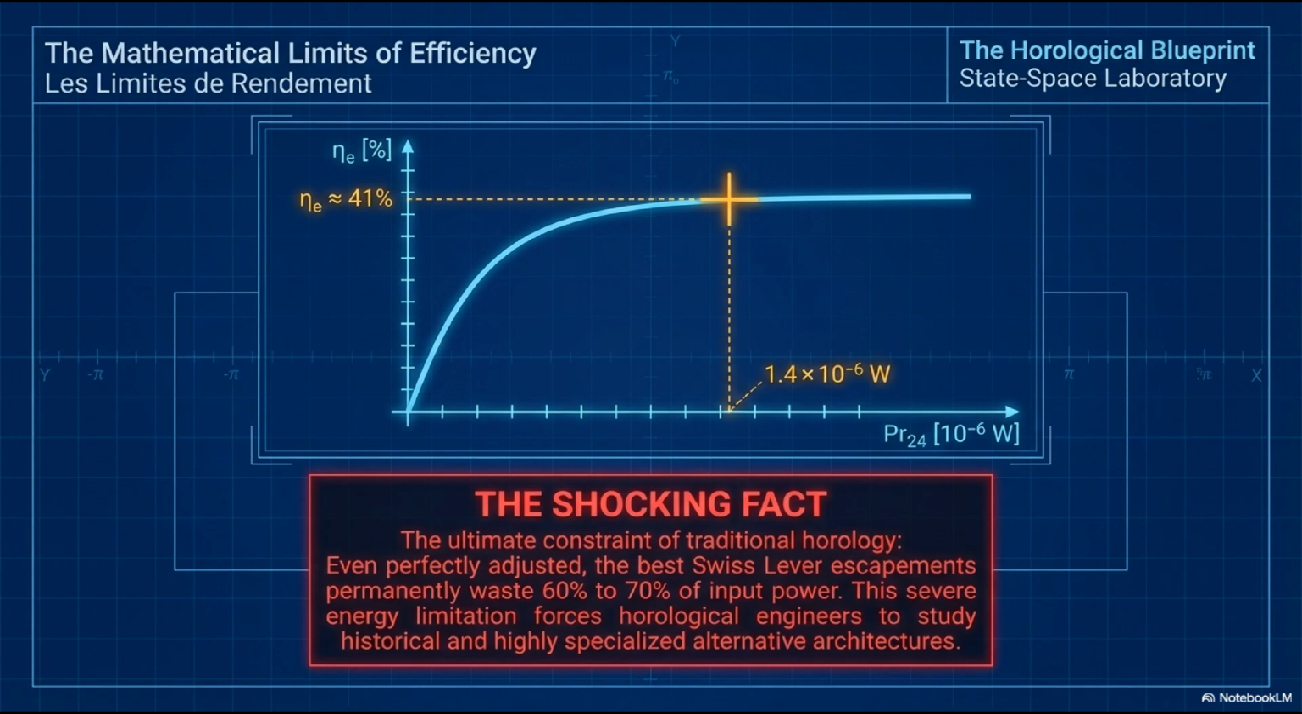The specific reference point, at PR24 equal to 1.4 microwatts, efficiency reaches approximately 41%. Adding more power does not meaningfully improve efficiency beyond this ceiling. The 60% loss is structural. The statement at the bottom, even perfectly adjusted, the best Swiss lever escapements permanently waste 60 to 70% of input power. This severe energy limitation forces horological engineers to study historical and highly specialized alternative architectures.